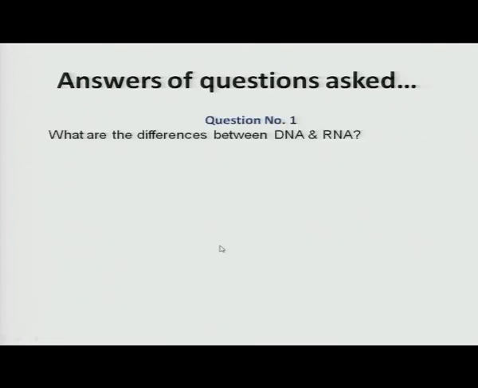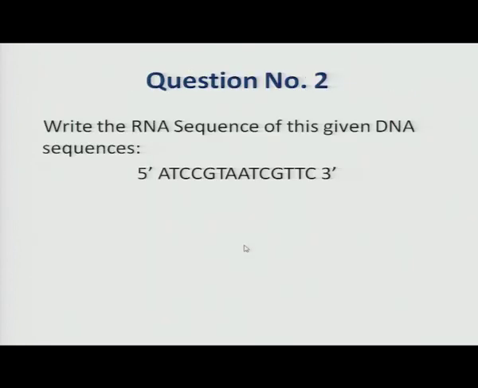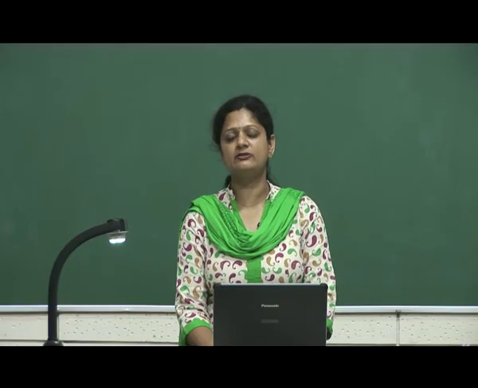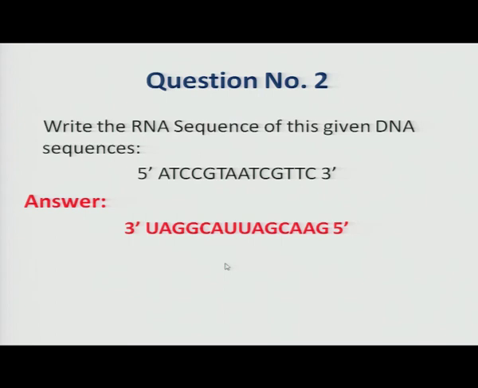In my last session, I asked some questions. What are the differences between DNA and RNA? So these are the differences. Another question which I asked in my last session: you need to write the RNA sequence of the given DNA. Instead of writing T, you have to write U, because RNA does not have thymine nucleotide, it has uracil nucleotide. So the answer is this.